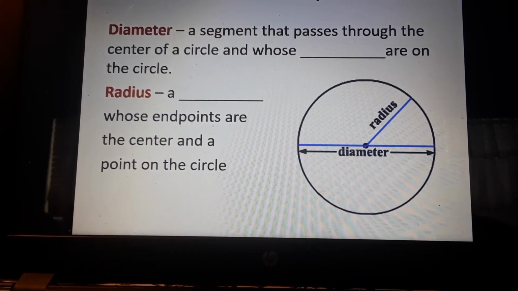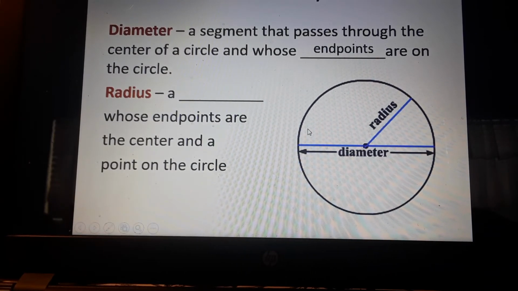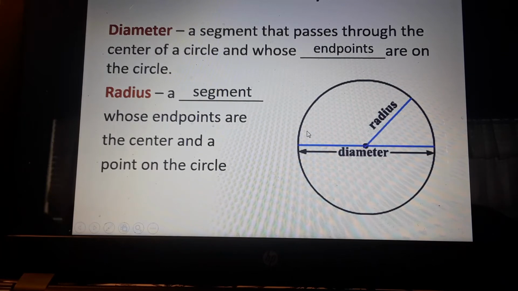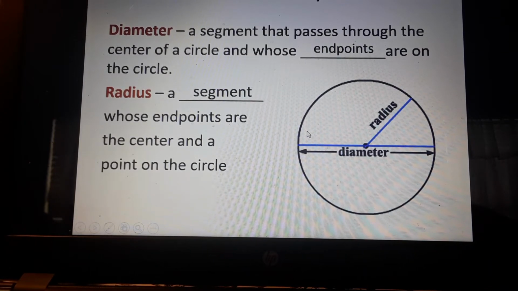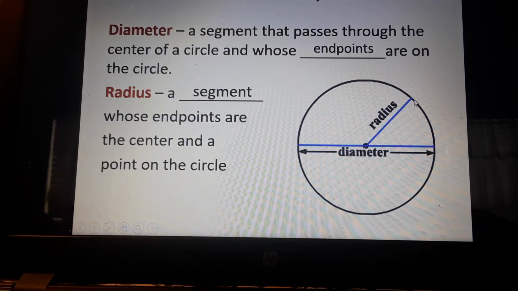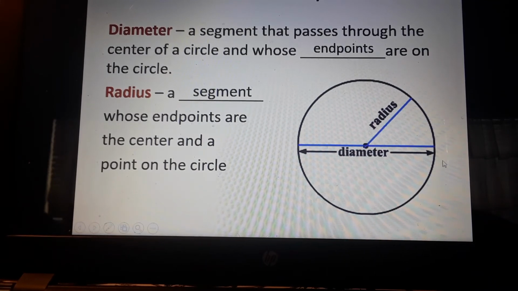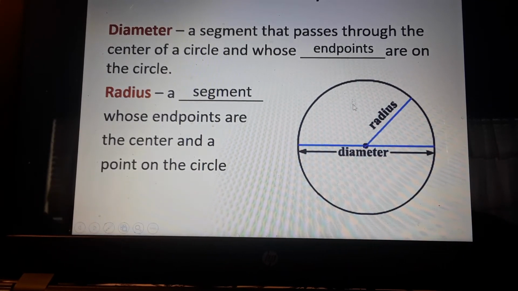Diameter is the length across the center, with endpoints on the circle. The radius is a segment whose endpoints are the center and a point on the circle. Just something to remember, a radius is drawn from the very center, and the circle is drawn from the radius. If I had a little pin on that and I move that radius around, the whole circle is going to be equidistant. Every point on that circle is equidistant.